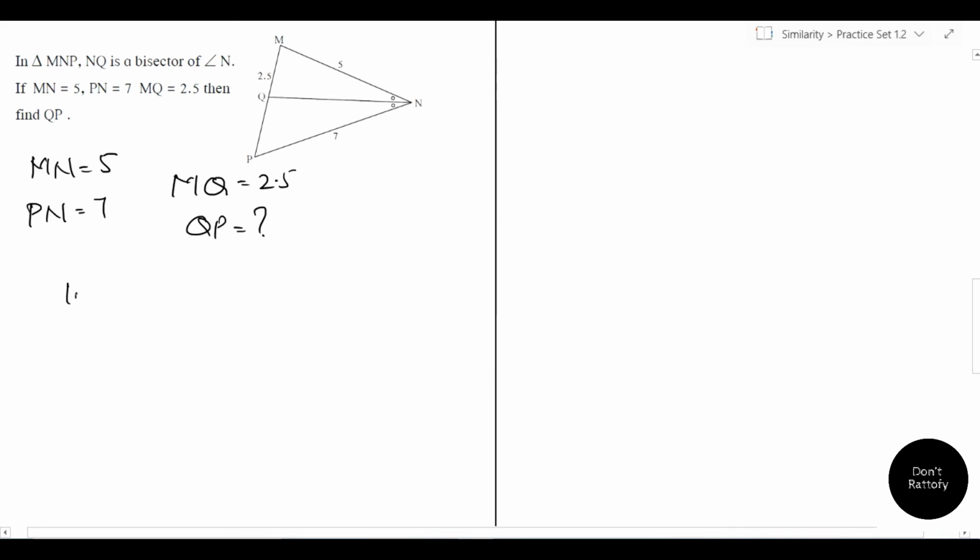We'll solve it by angle bisector property. So in triangle PMN, or in NMP, in triangle PMN, NQ is angle bisector.